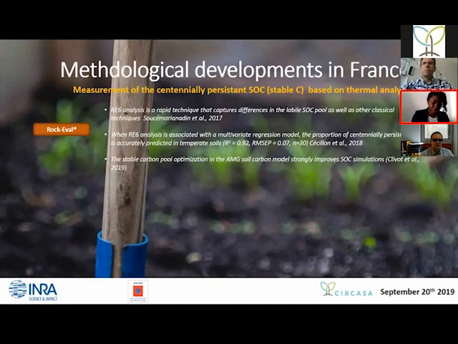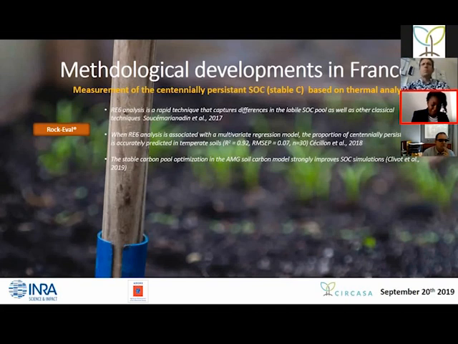Data from long-term bare fallow experiments can also be combined with thermal analysis from the Rock-Eval 6 to quantify the size of the centennially persistent soil organic carbon pool. This has been developed by Ceschia, with references in the PowerPoint for you to have more details. And this helps to better calibrate soil carbon models.